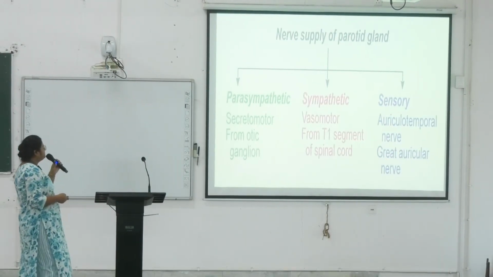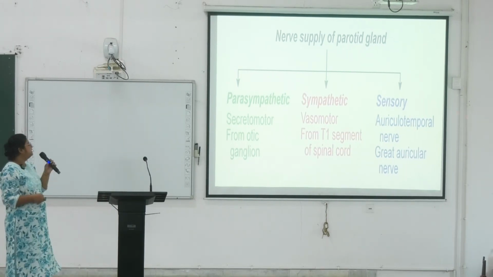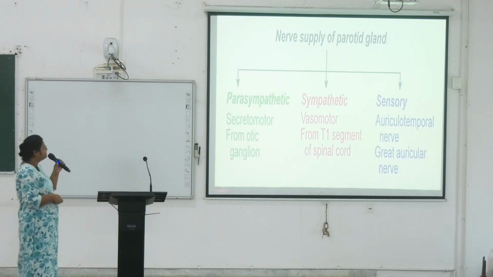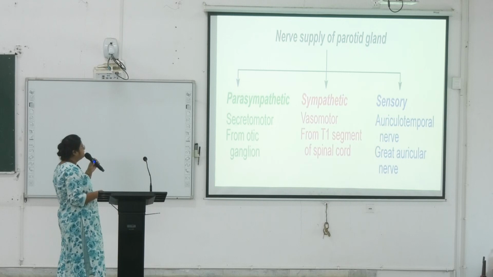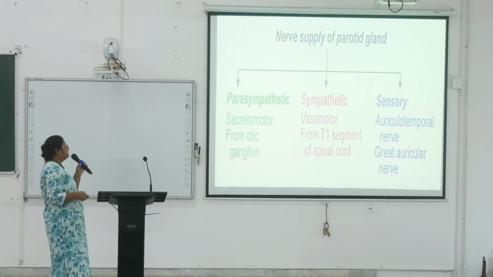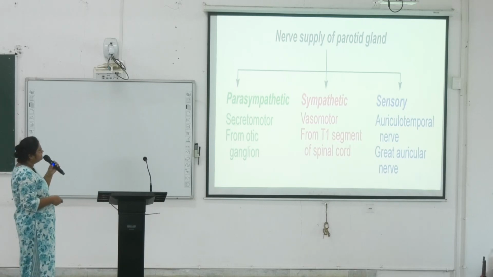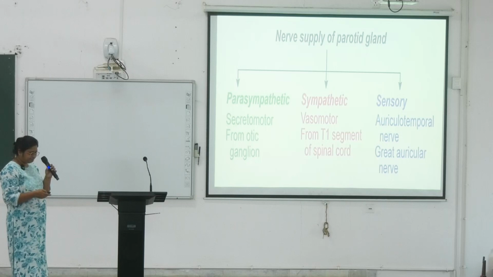So these are the nerve supply. Parasympathetic supply is secretomotor to the gland. It comes from the otic ganglion via the auriculotemporal nerve. Sympathetic supply is vasomotor and comes from the T1 segment of the spinal cord. Sensory supply is carried by the auriculotemporal nerve and the great auricular nerve.